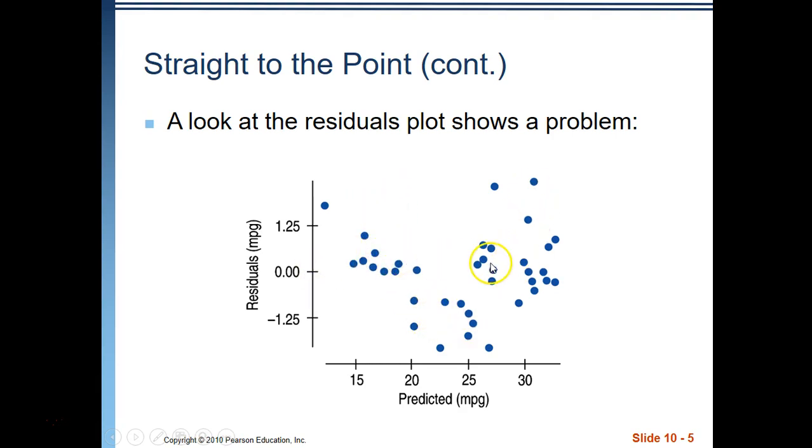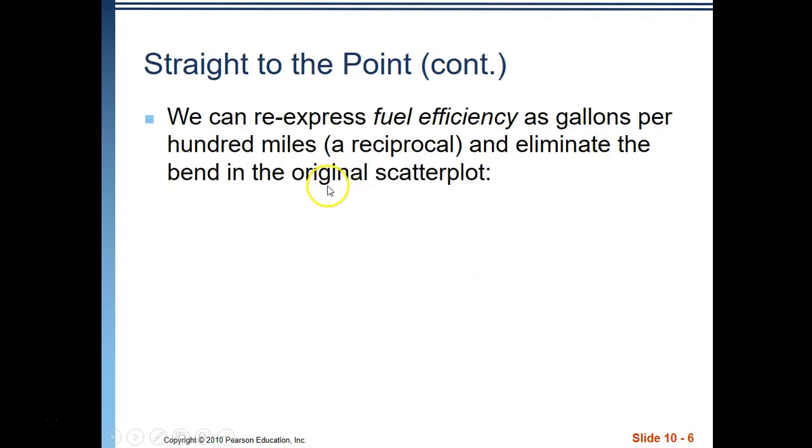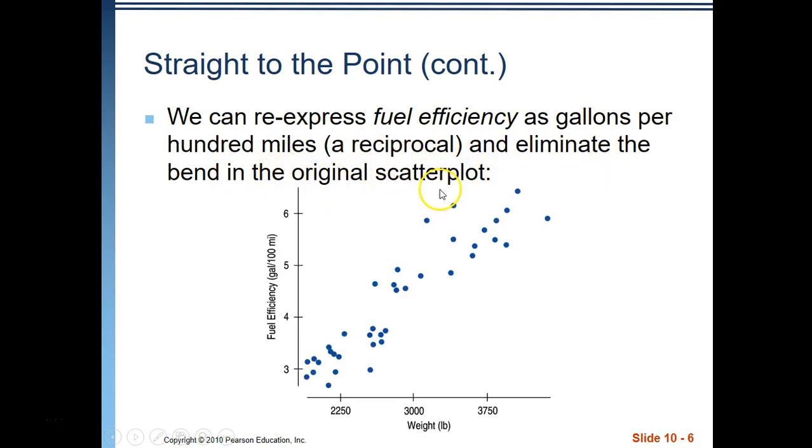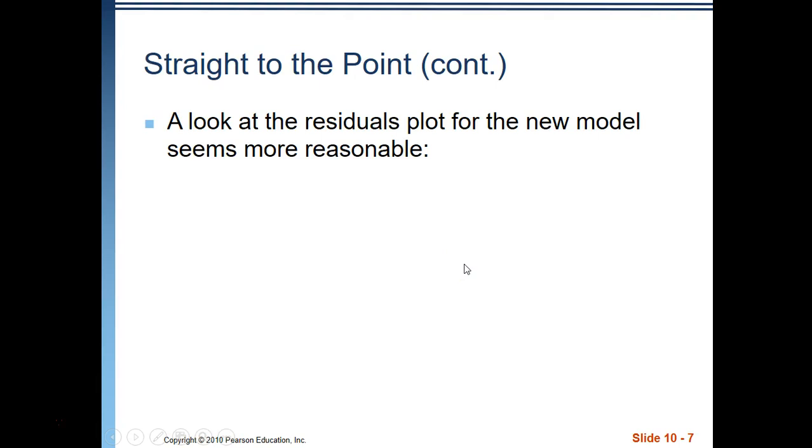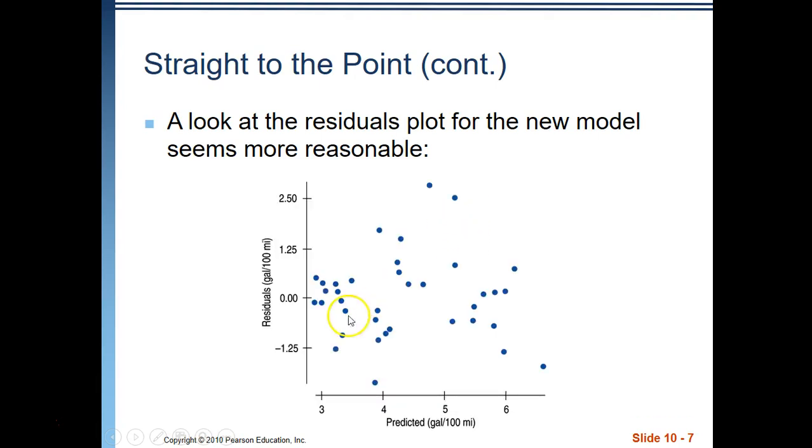We can re-express fuel efficiency as gallons per 100 miles and eliminate the bend in that scatter plot. So, gallons per 100 miles. And now it doesn't look like there's so much of a bend. A look at the residual plot for the new model seems more reasonable, like there isn't as much of a pattern. I mean, it still might kind of have one, but there isn't as much of a pattern.